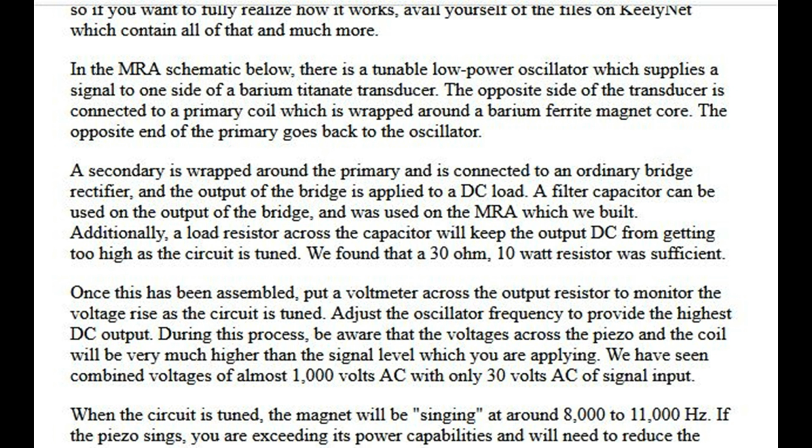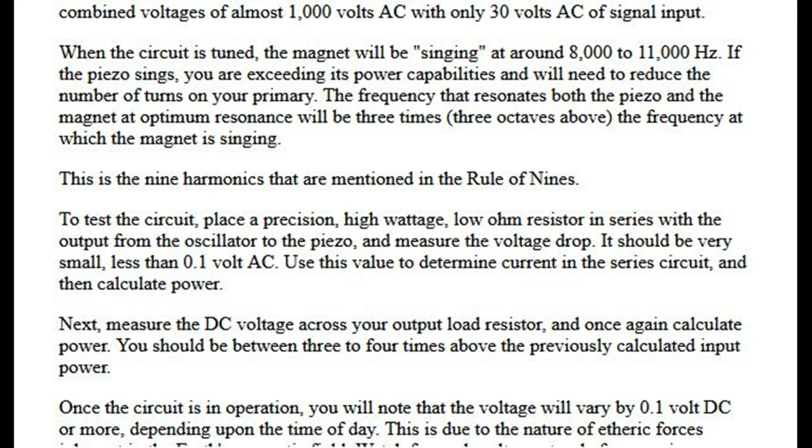During this process, be aware that the voltages across the piezo and the coil will be very much higher than the signal level which you are applying. We have seen combined voltages of almost 1000 volts AC with only 30 volts AC of signal input. When the circuit is tuned, the magnet will be singing at around 8000 to 11000 Hz. If the piezo sings, you are exceeding its power capabilities and will need to reduce the number of turns on your primary. The frequency that resonates both the piezo and the magnet at optimum resonance will be 3 times, 3 octaves above, the frequency at which the magnet is singing. This is the 9 harmonics that are mentioned in the rule of nines.